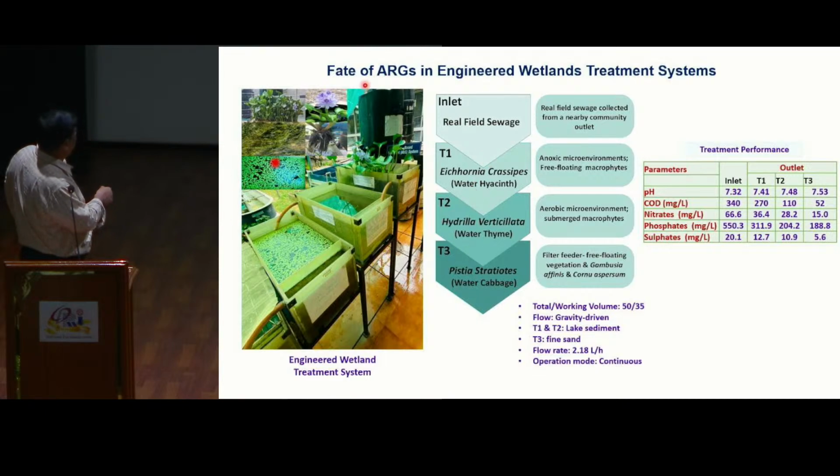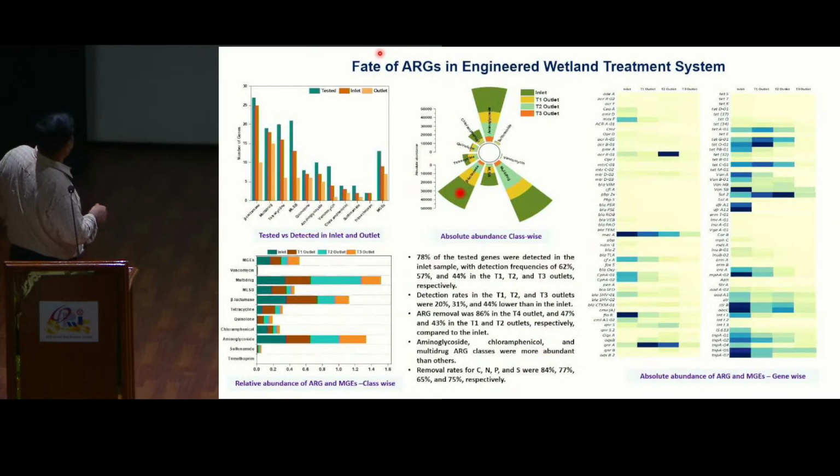The 3 stages of treatment happen along with the bacteria, with a COD load of about 340 mg per liter, which is able to remove a significant amount of COD. Here we tried to see the fate of the antibiotics particularly.